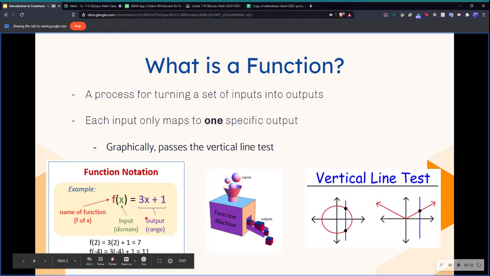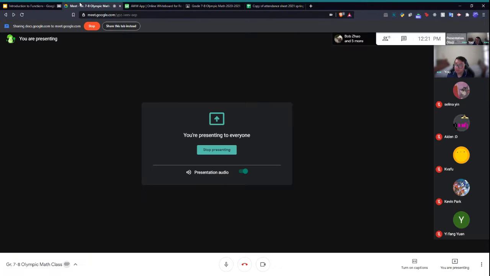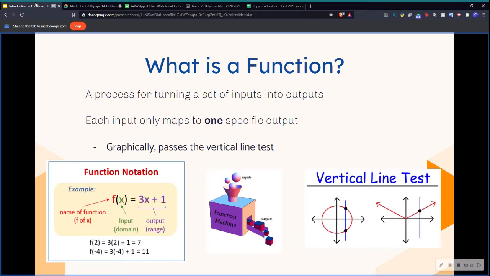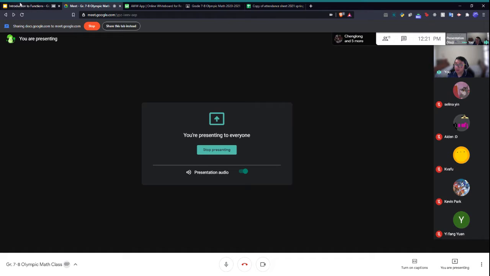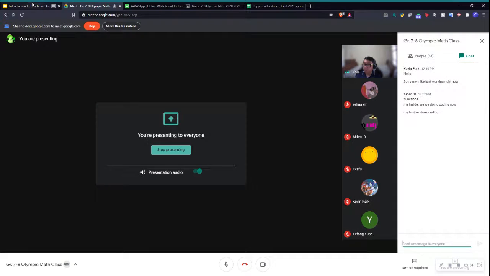All right. Any questions about this before we move on? Any questions about these functions? Sorry, any questions about the definition? Hopefully you all understand what this is. Very straightforward.